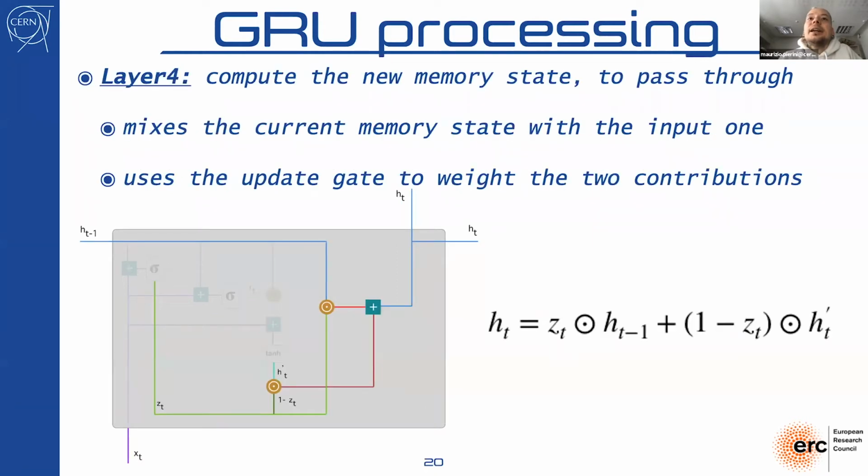And then at the very end, the information which is carried on is a combination of what you had before there and this new h prime t with the Z and 1 minus Z coefficients. So it's a little bit different than LSTM, because there is this double mechanism which is not there in the LSTM. Now, does it work better?